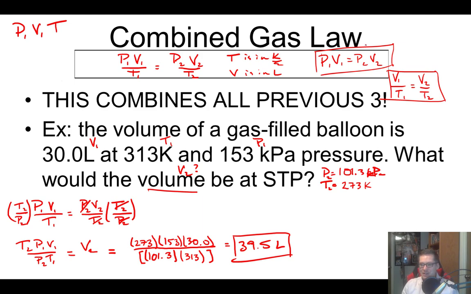Our volume is held constant, so our volumes would go away, so that would just be left with P1 over T1 equals P2 over T2. Isn't that nice? That's beautiful math right there. Beautiful chemistry.